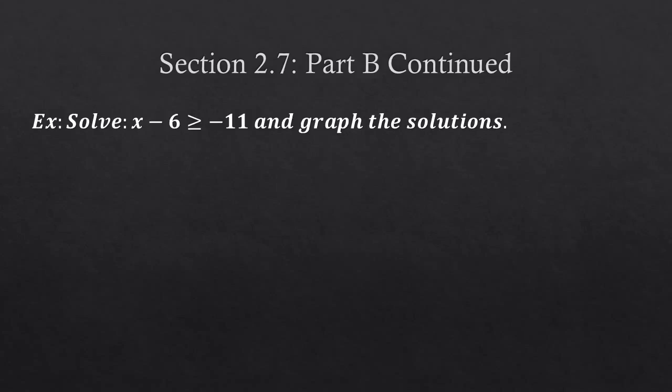Solve the inequality x - 6 is greater than or equal to -11, and then graph the solution. First step, solve it for x by adding 6 to both sides. On the left hand side, the 6's cancel, leaving the x by itself. Bring your inequality sign down. -11 combined with 6, unlike signs, gives you a -5.